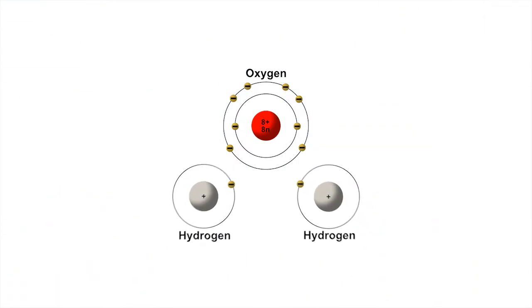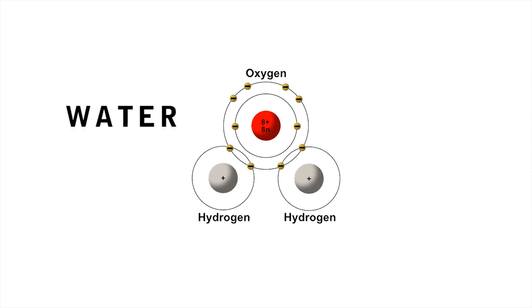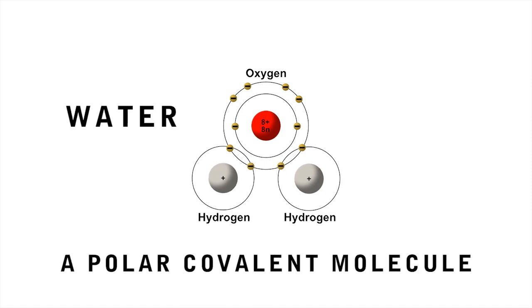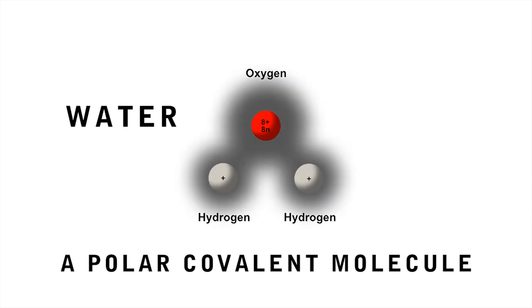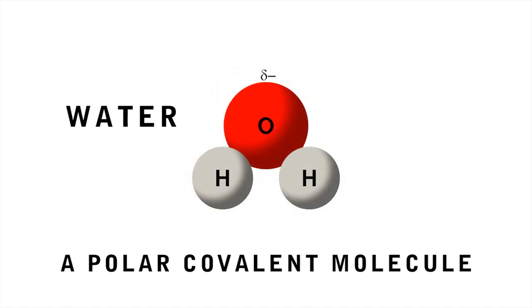A water molecule is made up of two hydrogen atoms bonded covalently to an atom of oxygen. Water is an example of a polar covalent molecule. The oxygen atom exerts more pull on the shared electrons than the hydrogen atoms, resulting in a slight increase in negative electric charge at the oxygen end, and a slight increase in positive charge at the hydrogen ends.